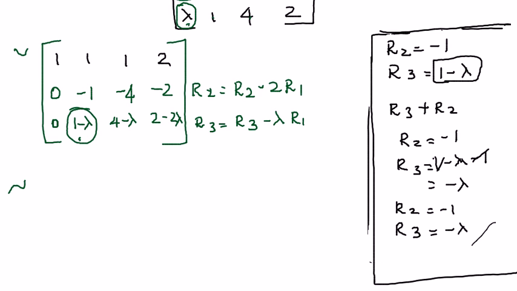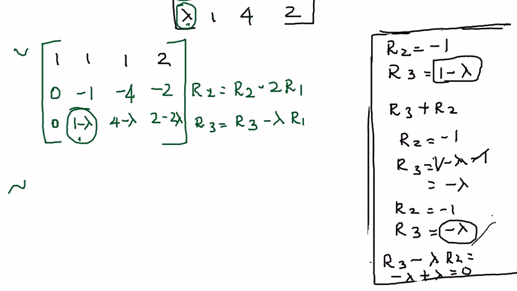Now how do we get rid of this minus lambda here? We say R3 minus lambda times R2. R3 is already minus lambda, and here you have minus 1. Multiply it with lambda, you get minus lambda. So minus into minus becomes plus lambda, and you get 0 here. So this is what we would be doing in 2 different steps.